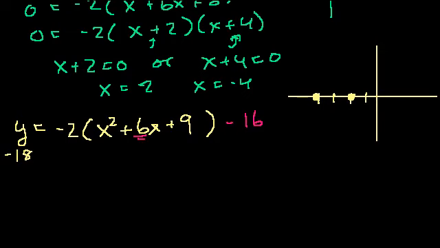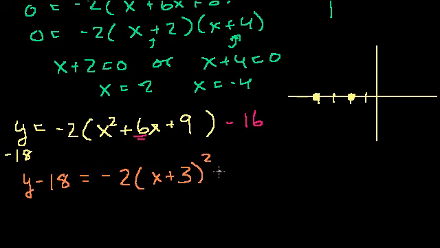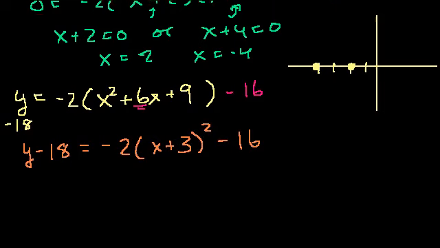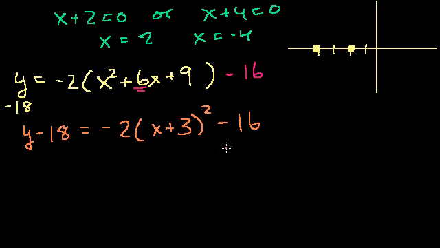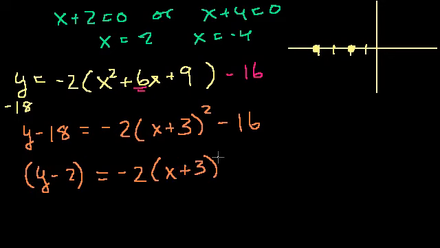So subtract 18 there. And now my equation becomes y minus 18 is equal to minus 2 times, what is this? This is x plus 3 squared minus 16. And let's just get it in a form that we might start recognizing from our conic sections. Let's add 16 to both sides. Y minus 18 plus 16 is going to be y minus 2, I'll put parentheses around that, is equal to minus 2 times x plus 3 squared.